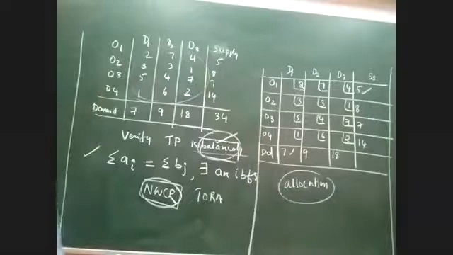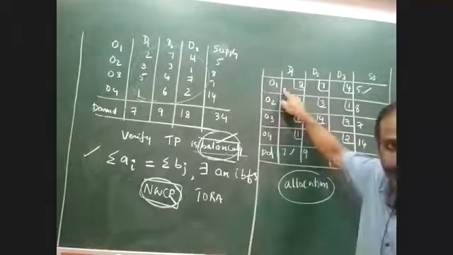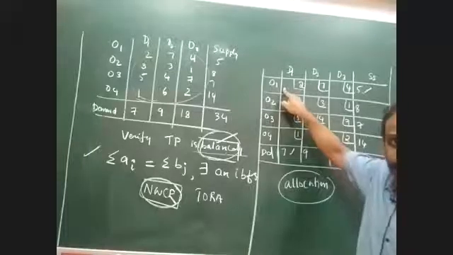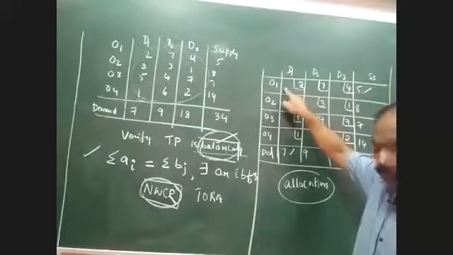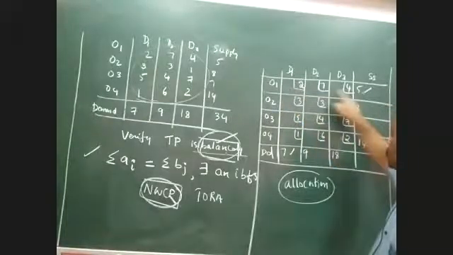Whenever a particular number is selected for allocation, always compare their corresponding supply total and corresponding demand value. Whichever is the minimum value between these two, that value has to be allocated. Please remember this very clearly. Once you have selected the element for allocation, out of these two, identify which is the lowest value.